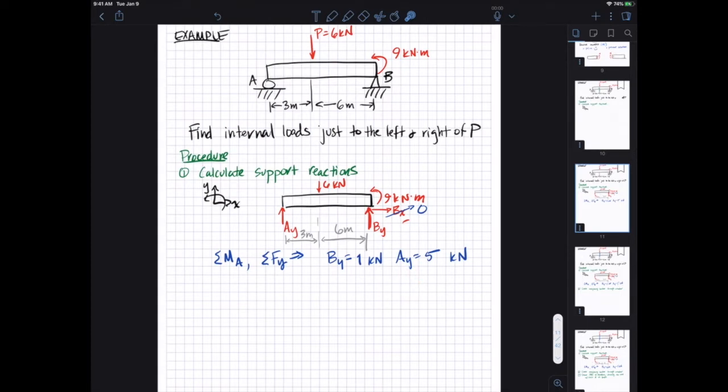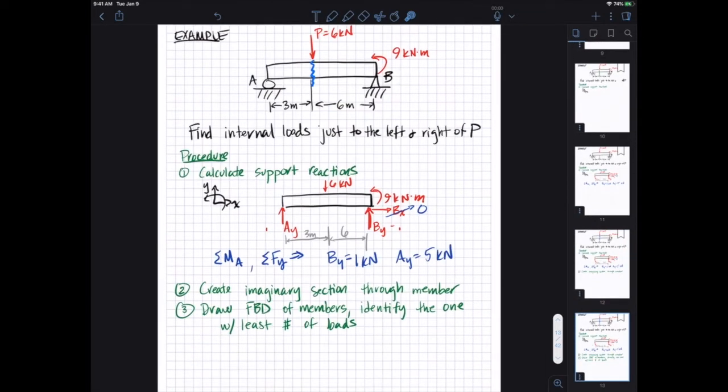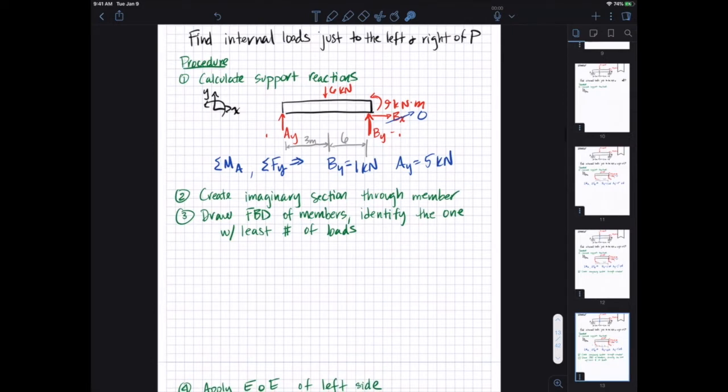So now we can start actually separating. Our next step, since we want to know what's happening to the left and at P, is to create an imaginary section through the member. That's what I've done here by drawing just a little imaginary cut, just like the method of sections. And then what will we do next? Draw a free body diagram of those members and identify the one with the least number of loads so we can understand what's happening. We're actually going to go through both, but let's set up those free body diagrams first.